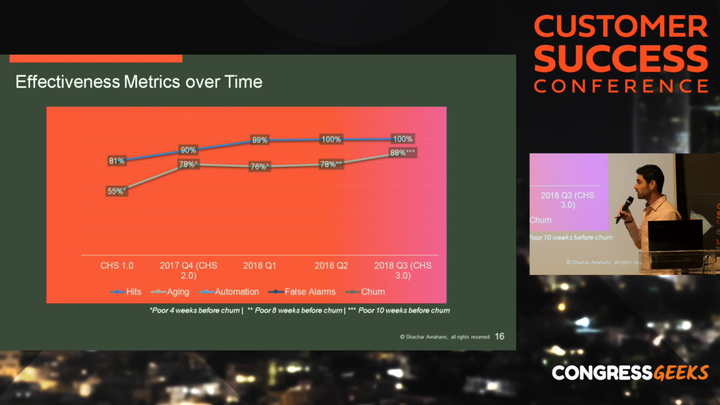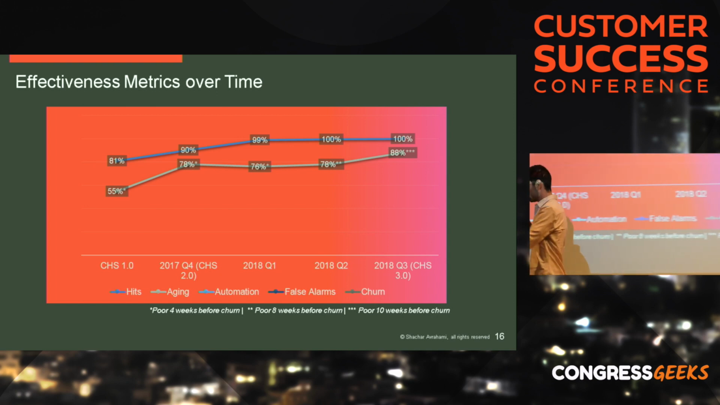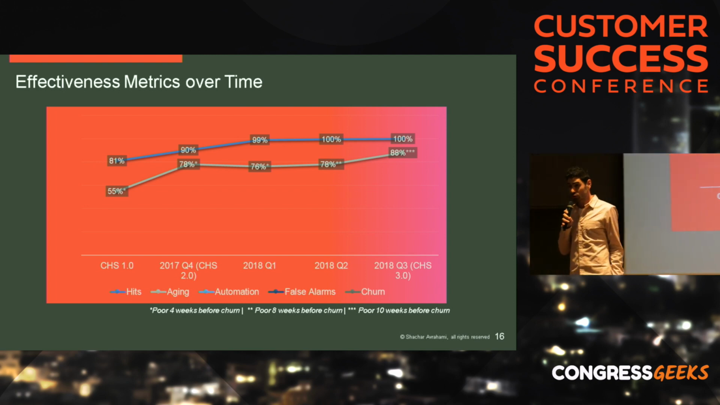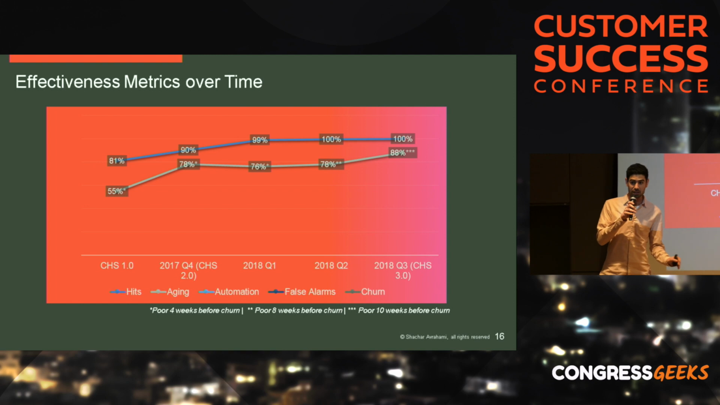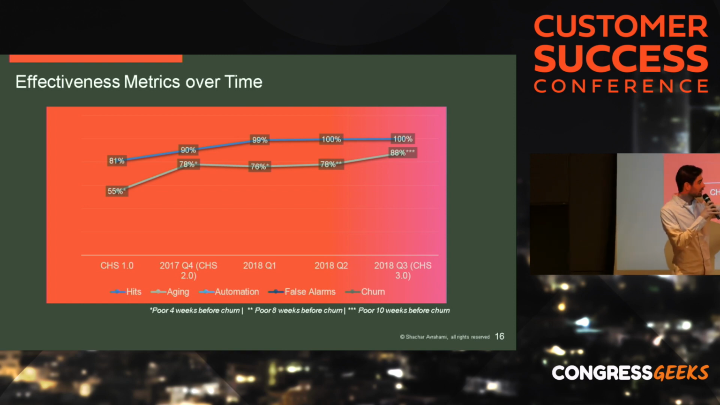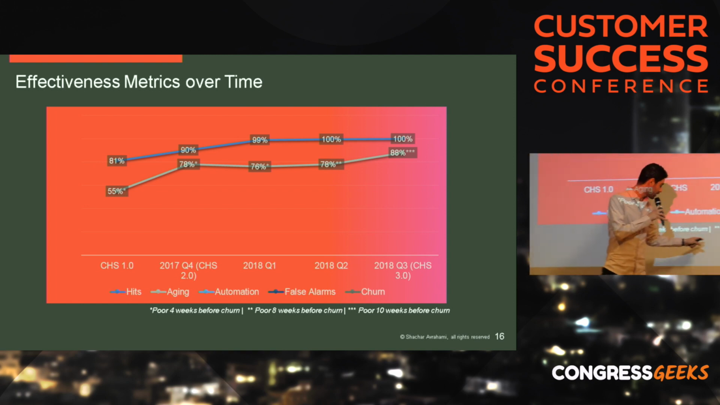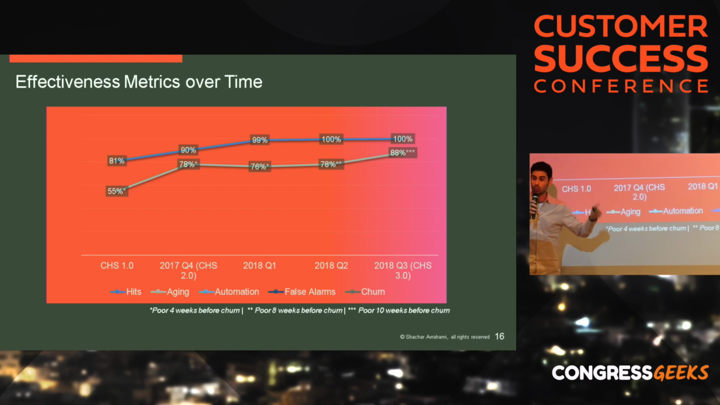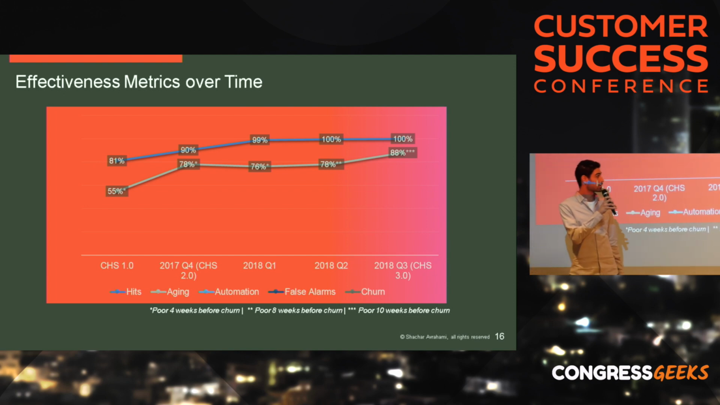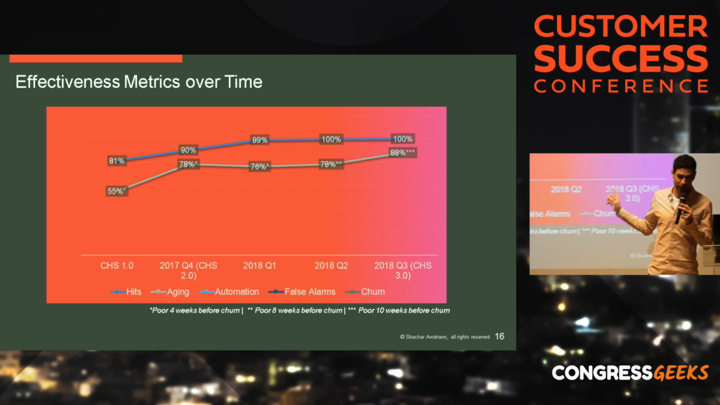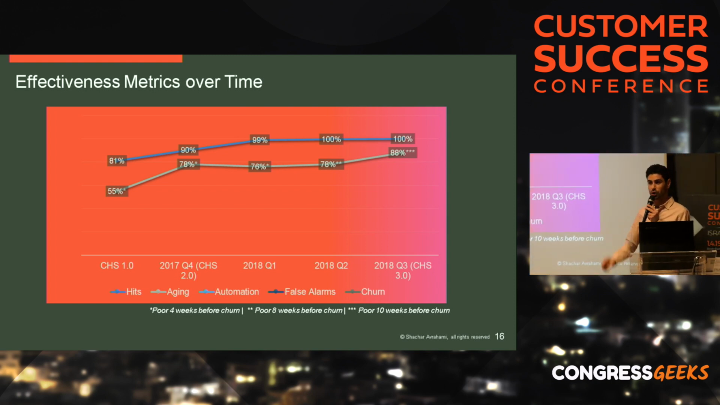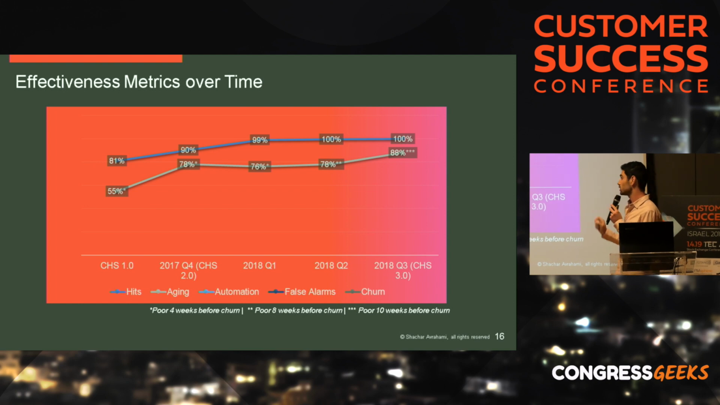The second metric is aging. So how long in advance we could predict this churn. We started with 55% at 4 weeks. We were able to increase this to around 75 to 80%. Then in Q2, we increased the target to 8 weeks before churn, and we were able to achieve this target as well. And then we increased the target to 10 weeks. So by Q3, 88% of the customers that churn, we marked as poor at least 10 weeks before they churned.